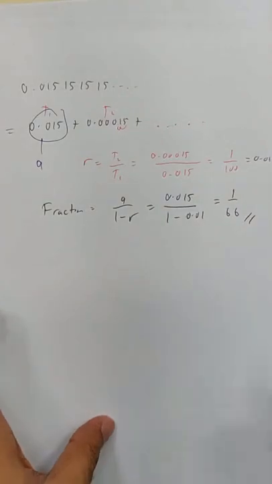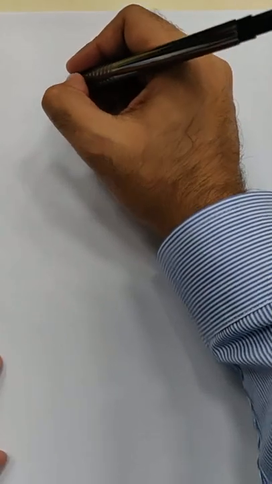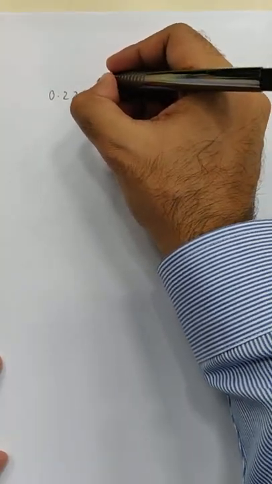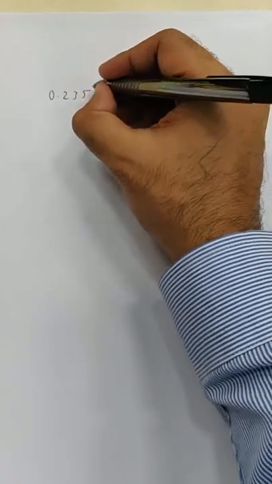Okay, let's go a bit more advanced. What about if we got ourselves something like this? Wait a moment, my camera is not focused. 0.235 with a bar over the 35. How do we solve this one? You can say it's 0.235, 35, 35, 35, and so on. Okay, how do we begin?